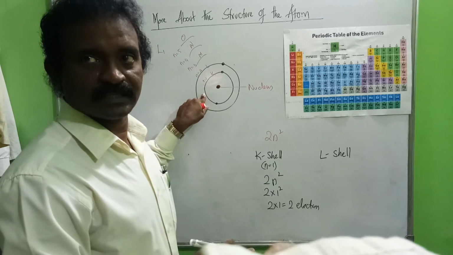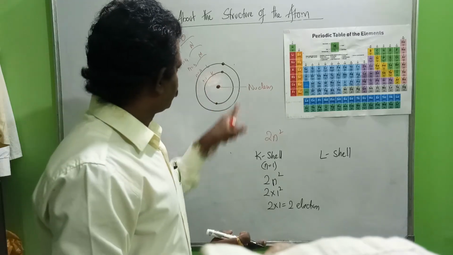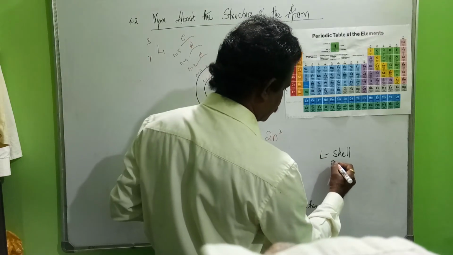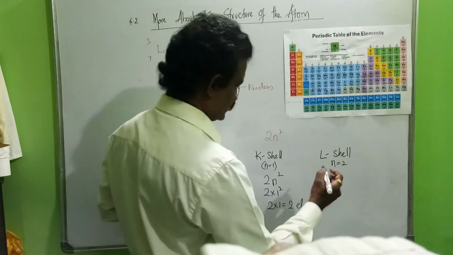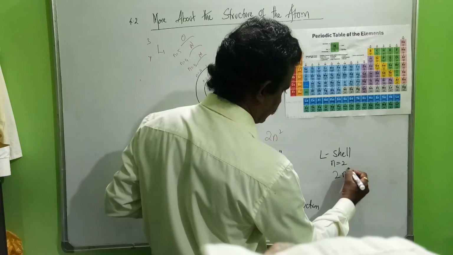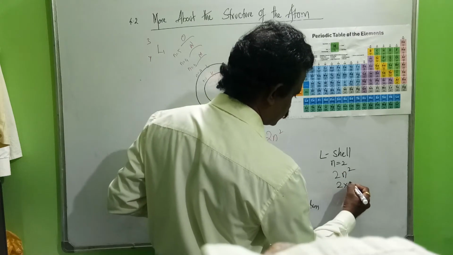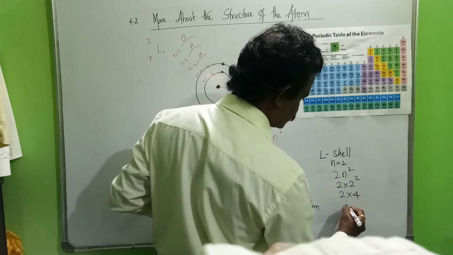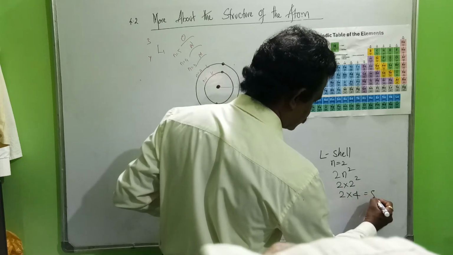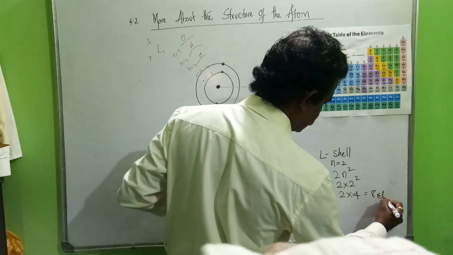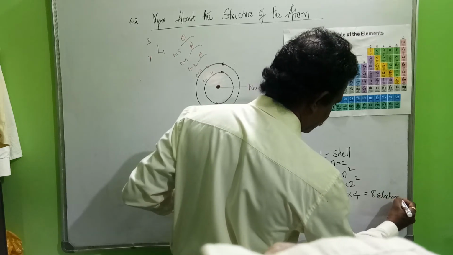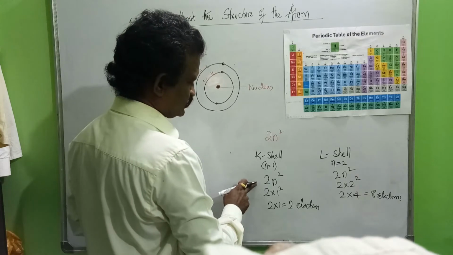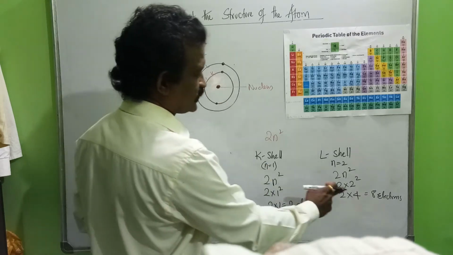Is it clear now? Next, if we see the L shell, how many electrons will it accommodate? N value is 2, correct? So same formula, 2n square. So 2 into 2 square. So how much will it become? 2 into 4. That becomes 8 electrons. Correct? 8 electrons. That means K shell has 2 electrons, whereas L shell has 8 electrons.